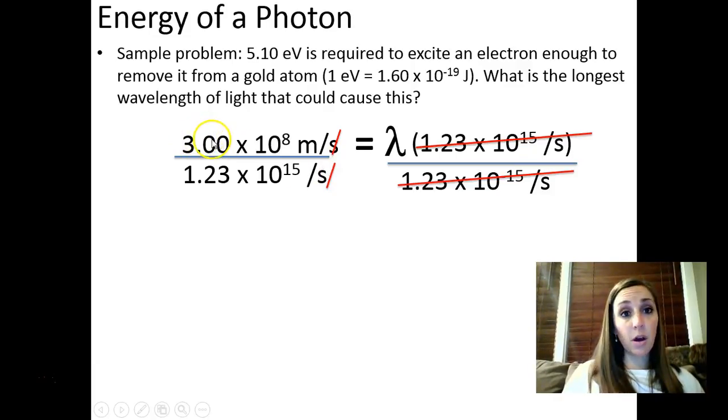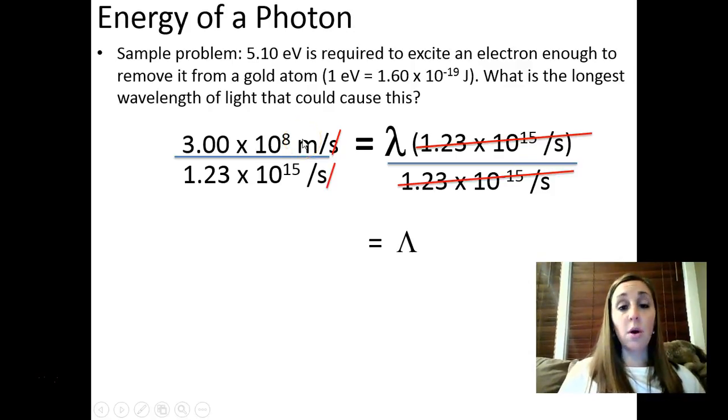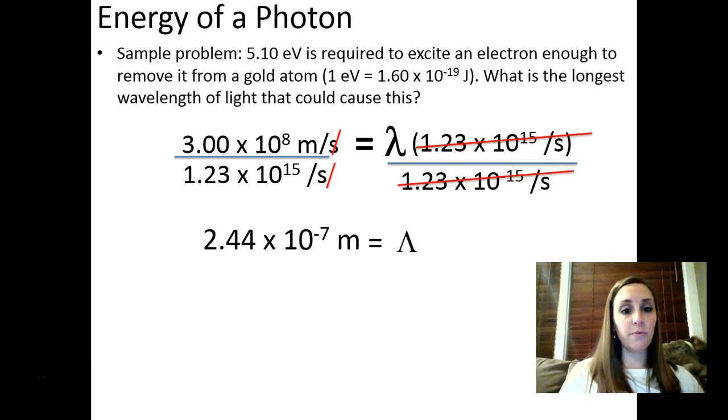So now you have 3.00 times 10 to the 8th divided by 1.23 times 10 to the 15th. Make sure you're using your E button, or else your calculator will think this 10 to the 15th is actually on the top of your fraction, and it's not. So I want you to freeze your video and make sure you get the right answer that I get. Did you get 2.44 times 10 to the negative 7th meters?